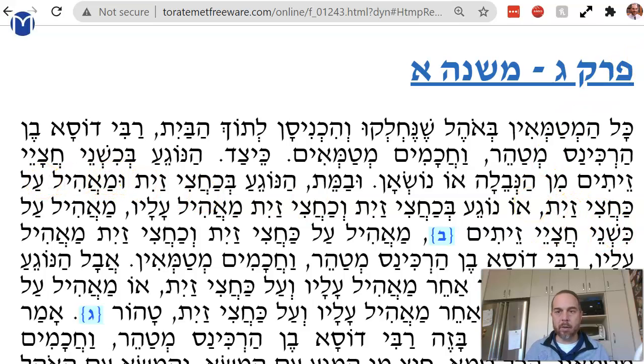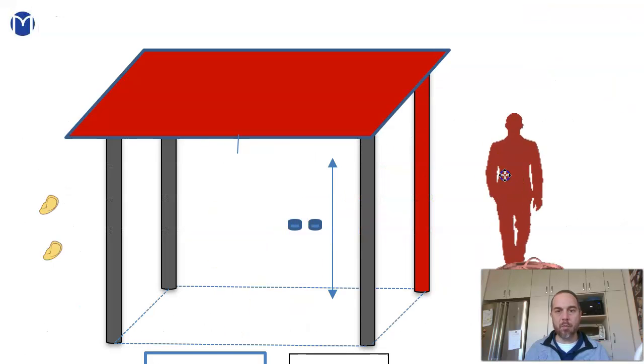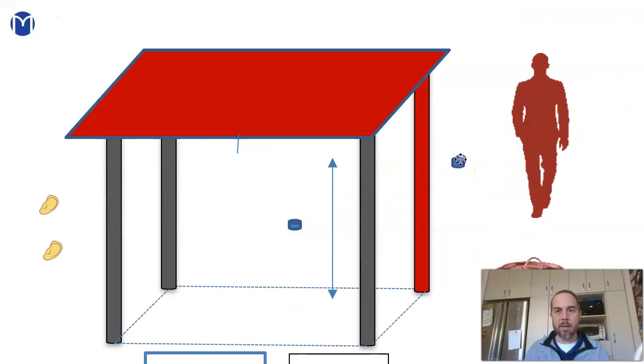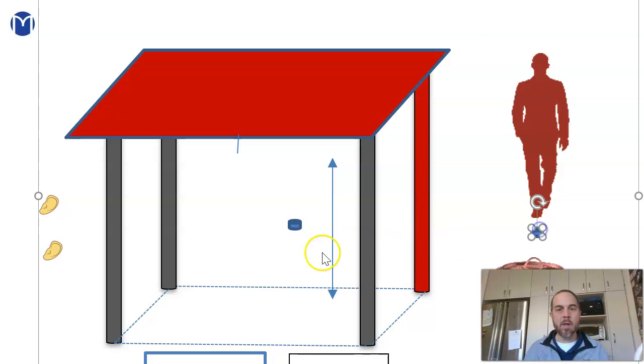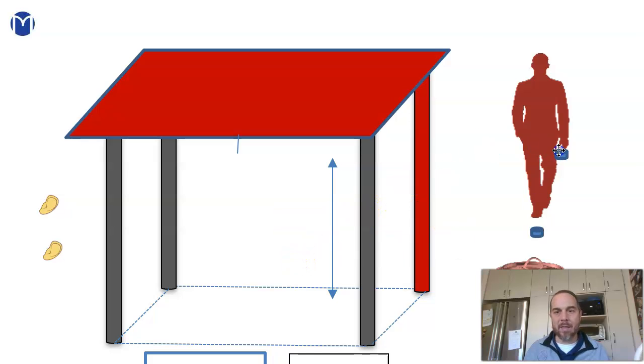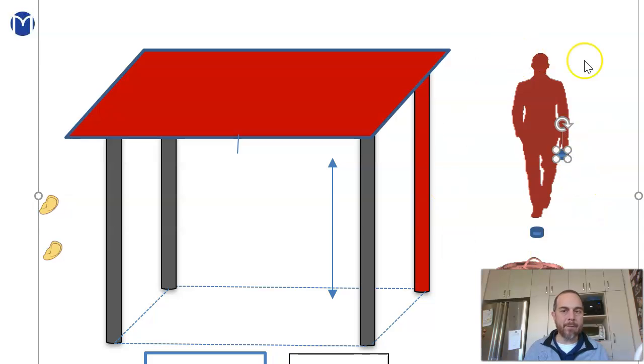So let's look at our chart. Let's take this guy and we'll move him out of the tent, right? He is ma'ahil, he's on top of half, and he's touching half. Okay, he is ma'ahil, he's above him, and he's touching half.